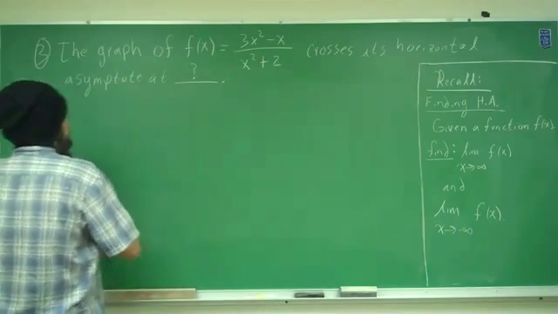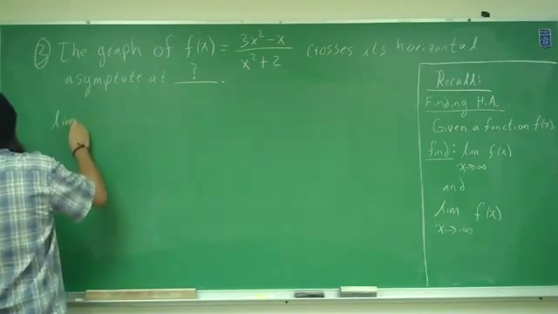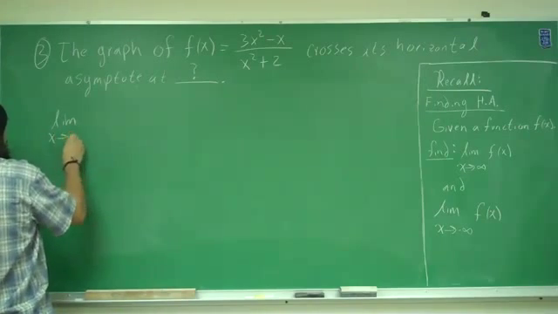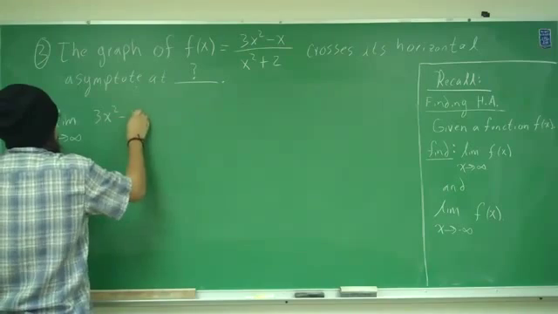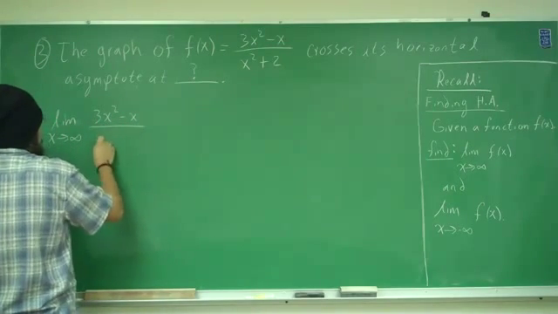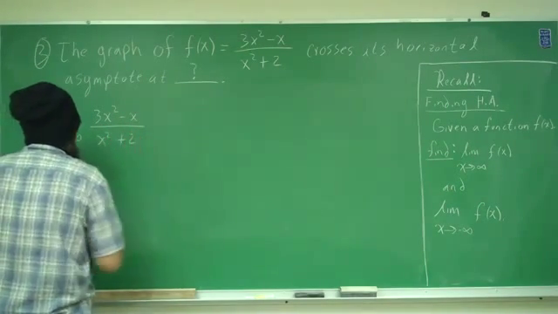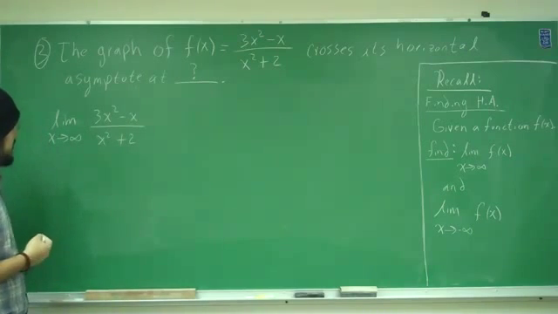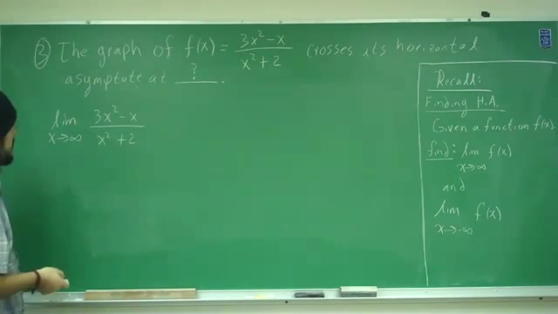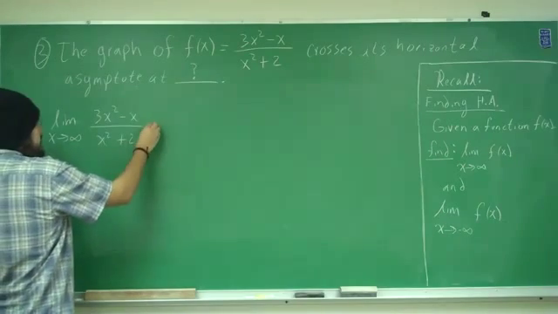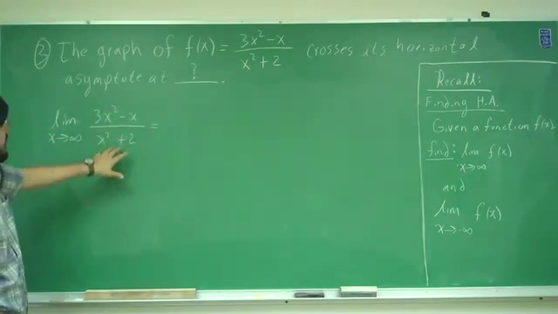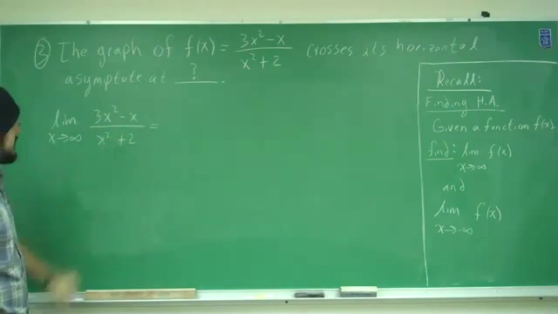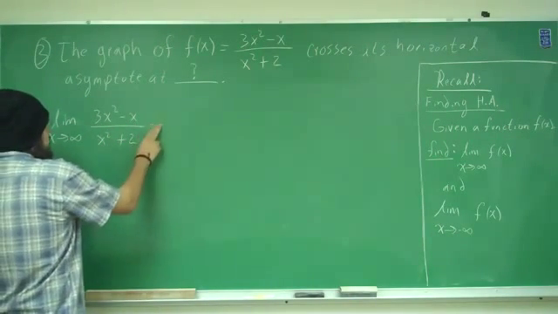I'm going to take the limit as x approaches infinity of this function here. If we want to see how this behaves as x approaches infinity, we want to solve this and find out what the limit is. If I plug in infinity, I'm going to get infinity divided by infinity. That's indeterminate.